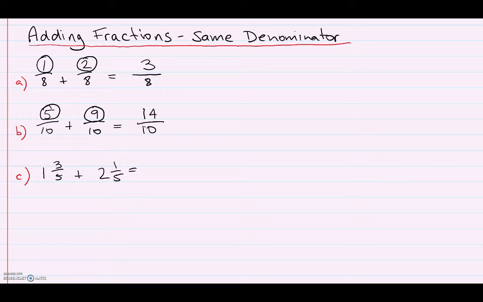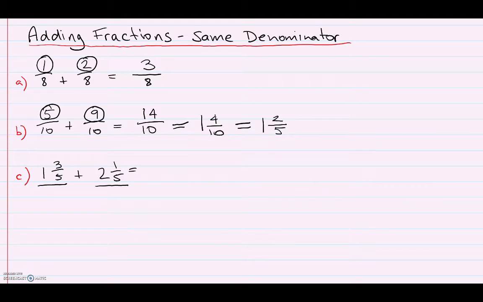So 14 over 10 is the same as 1 and 4 over 10, because 10 goes into 14 once, with 4 left over. Now, that 4 over 10 can be simplified again, because we can divide both of them by 2. So 1 and 4 over 10 is the same as 1, and I'm going to divide top and bottom by 2, so 2 over 5. So 1 and 2/5.